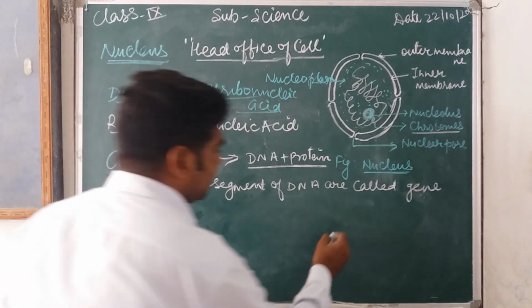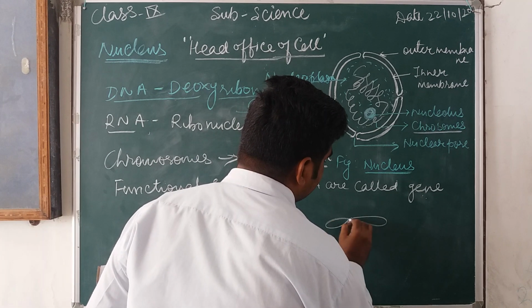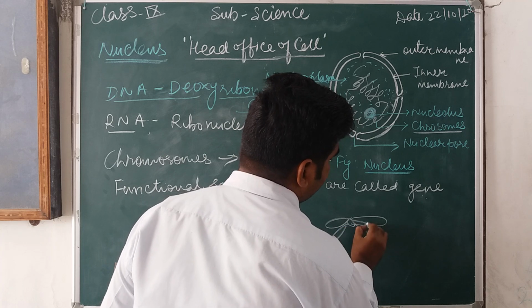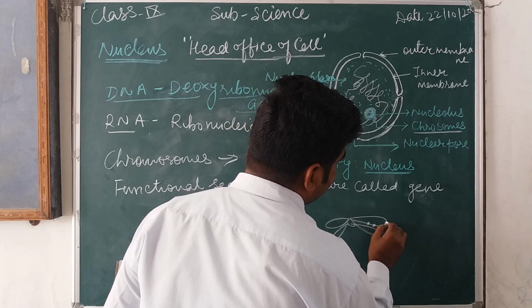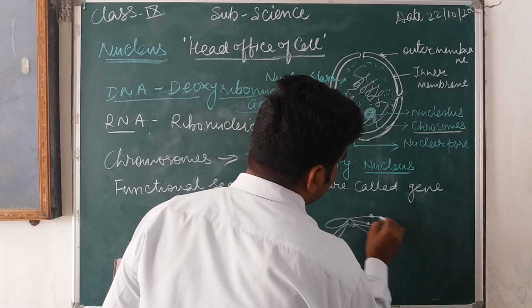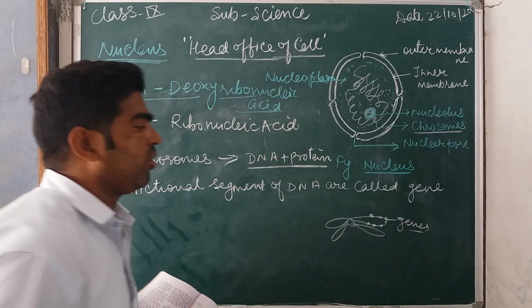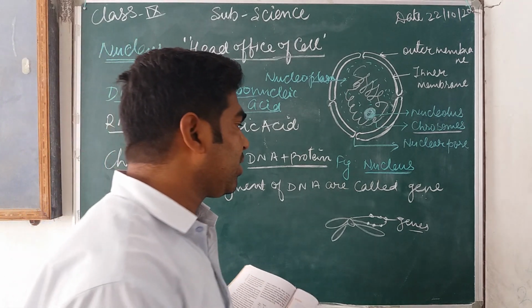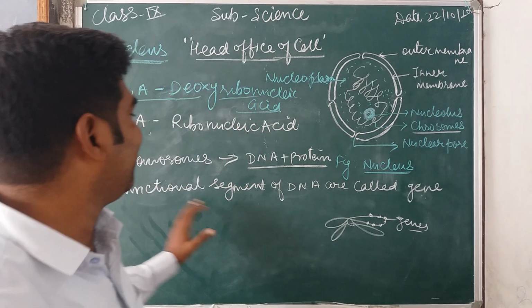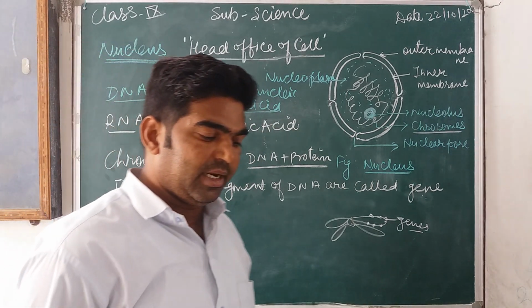So as you know, this is the chromosome, and here these are the functional segments of DNA. So this is called what? Genes. These genes are present on this chromatin or chromosome.